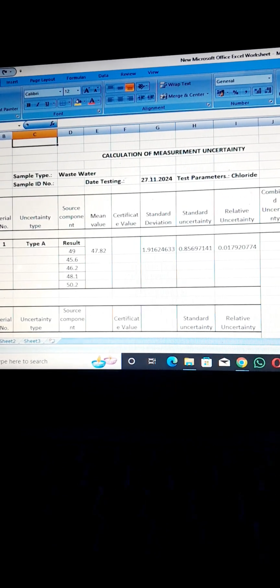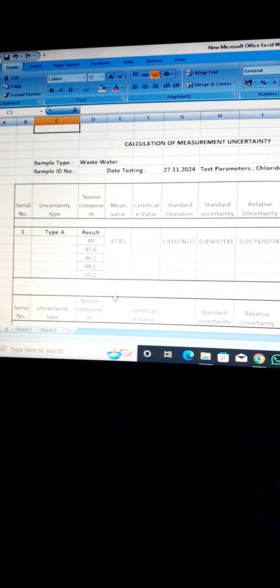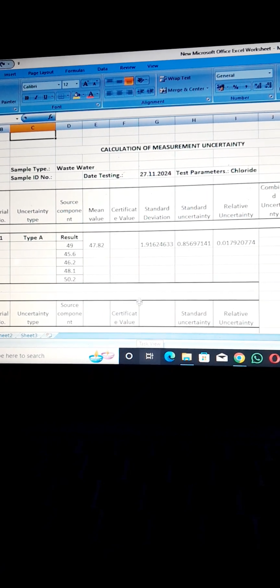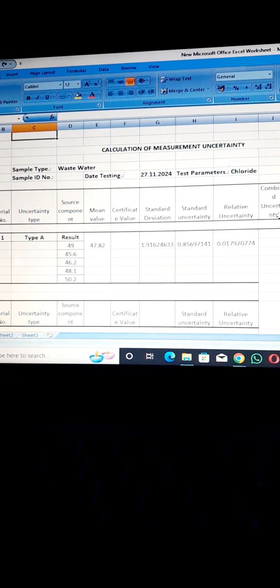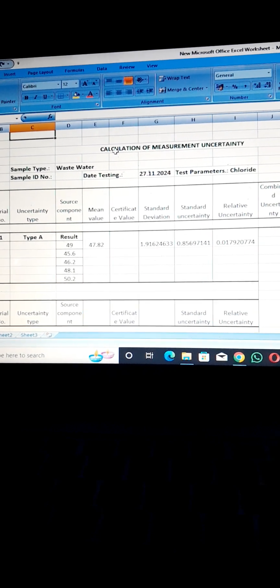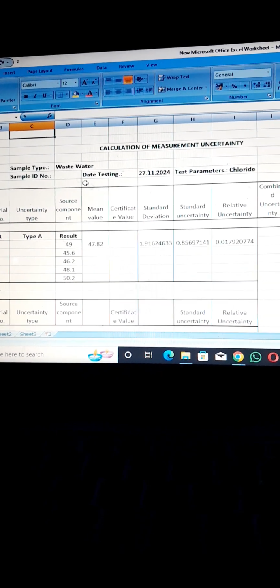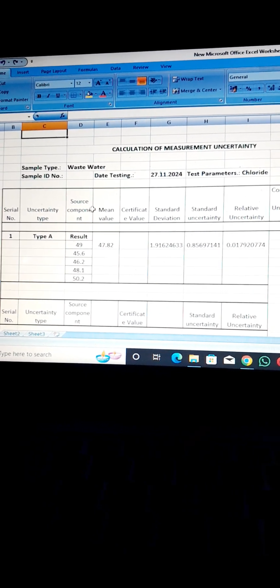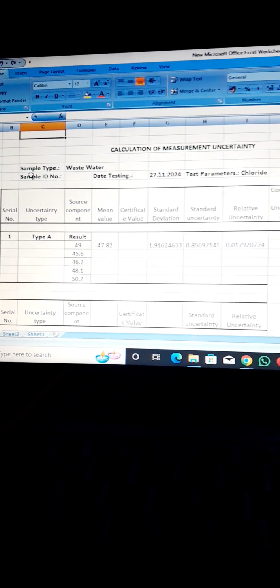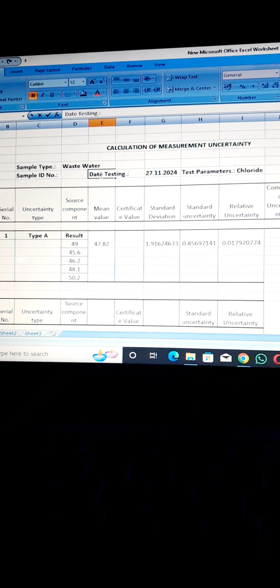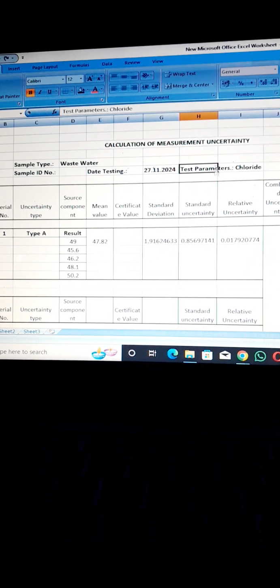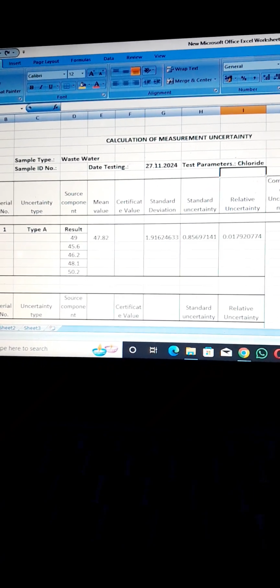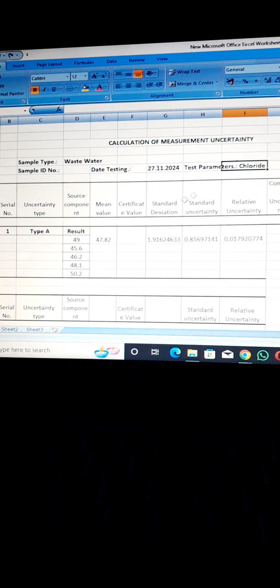Then come to calculating uncertainty in an Excel sheet. Let's take an Excel sheet. Let's take the parameter chloride. For the calculation of uncertainty, we have to use our Excel sheet. First, we have to write the heading, calculation of uncertainty measurement. Then we have to write which type of water it is, whether drinking water, wastewater, surface water or groundwater. Then we write our sample ID, the date of testing and the parameter for which we calculate the uncertainty. Here I have calculated uncertainty for the chloride parameter.